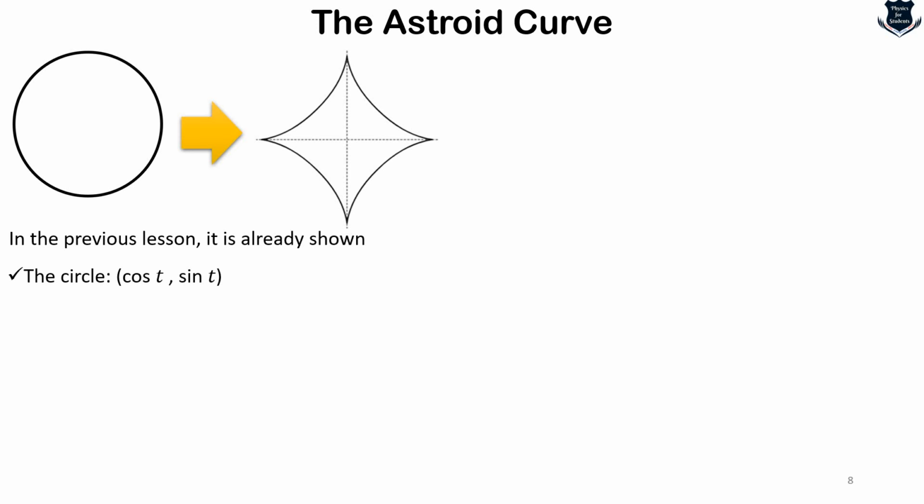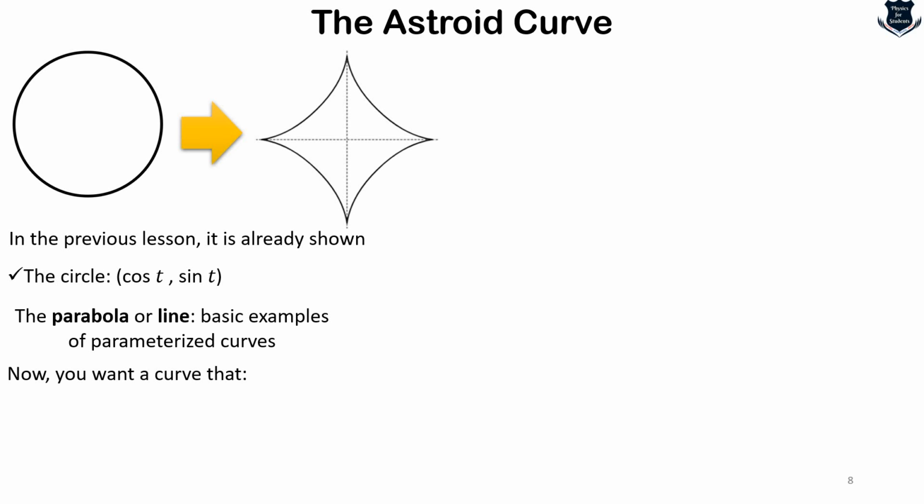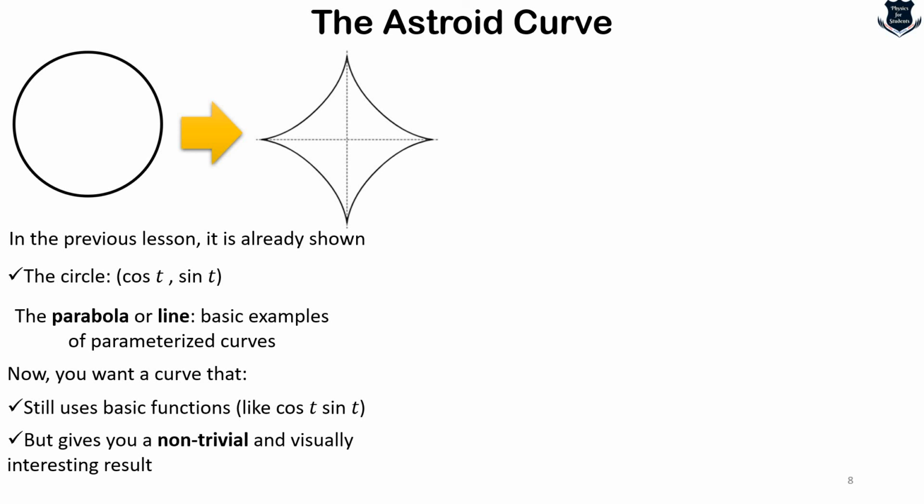So in the previous lesson, we have already seen that using t as a parameter, we can parameterize a circle and a parabola. But now we want a curve that uses basic functions, but is also non-trivial. So a circle is considered trivial. Why? Because its curvature is constant, its motion is smooth and predictable, and it has no sharp edges.